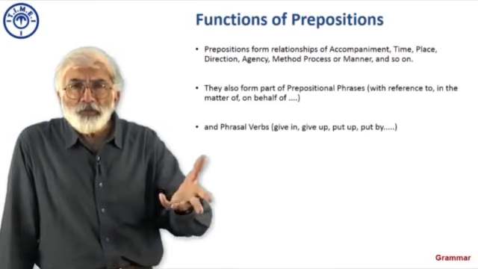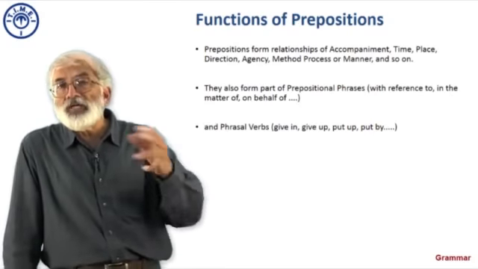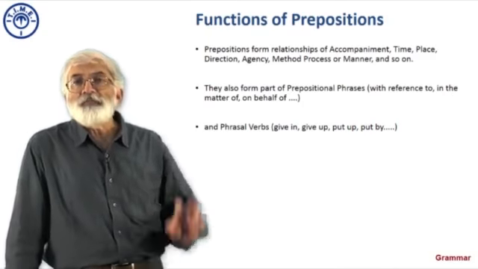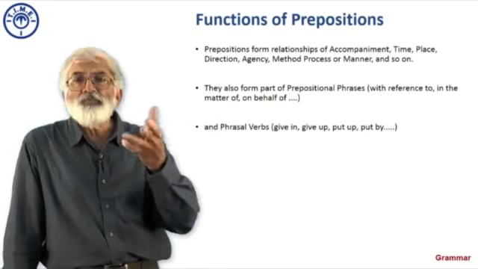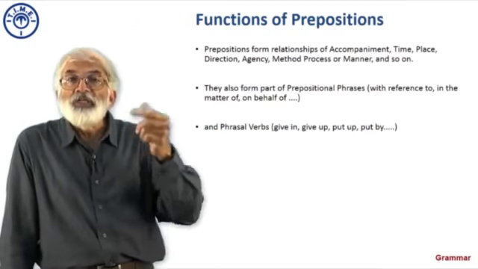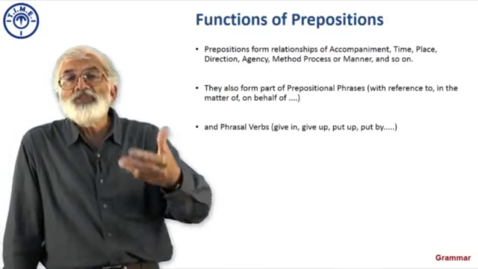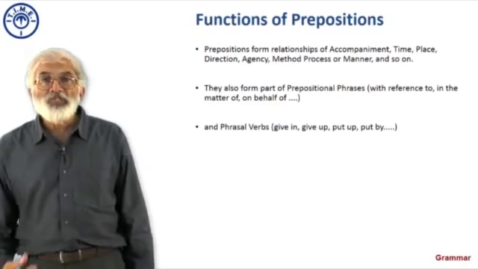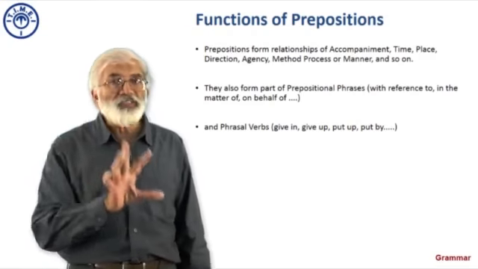Either of accompaniment, or of time, or of place, or of direction, or of agency, the one that does, or of method or process or manner. Accompaniment would be with and things like that. Time would be at or in or whatever. Place would be at or in whatever. Direction would be to or towards. Agency would be by. Method, process or manner would be by. Okay, and so on. So these are prepositions. These are the functions that they have.